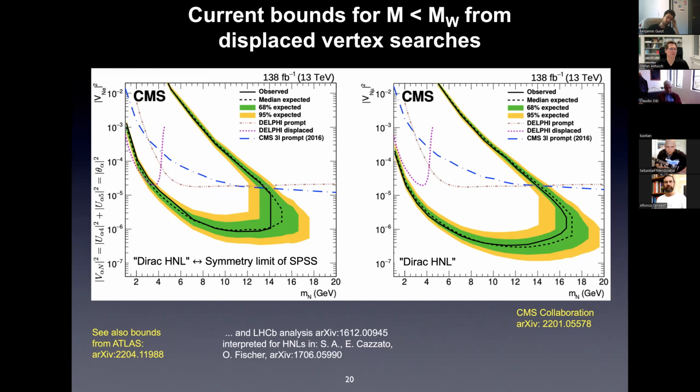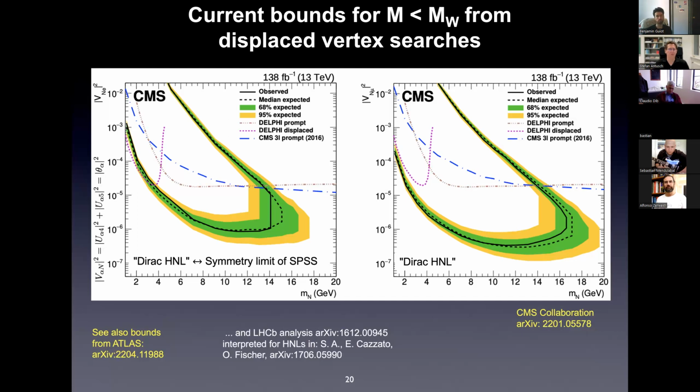And on the y-axis, you show the active-sterile mixing angle, actually, or the entry of this mixing mass matrix, with the flavor e on the left and with the flavor mu on the right. So you see it's a bit more sensitive when you have muons in the final state, and this uses processes with the decay into 3 leptons. So you can, for instance, go into a charged lepton and a W, and then go into the lepton and the neutrino. So this is possible at the LHC.